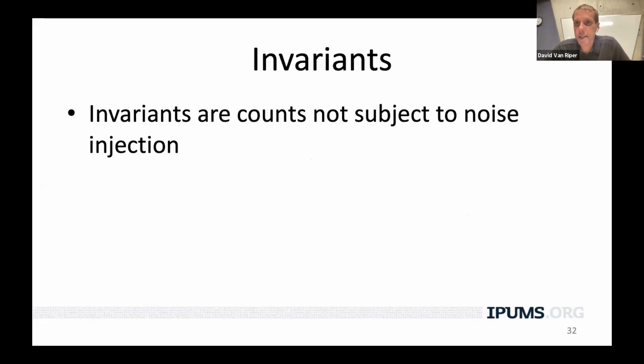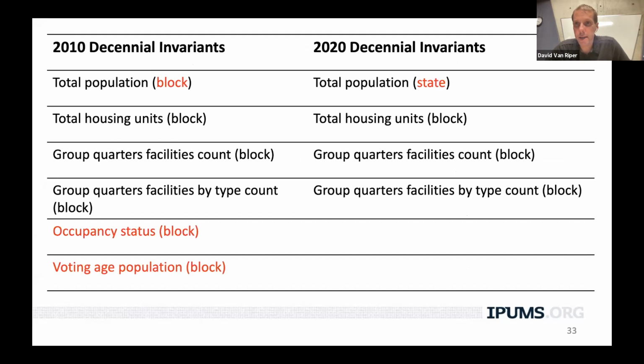The final decision they made is what counts did not get noise injected into them. These are called invariants. These counts are not subjected to noise injection.